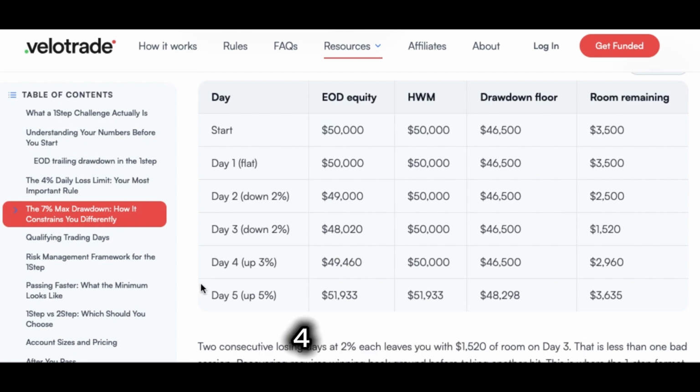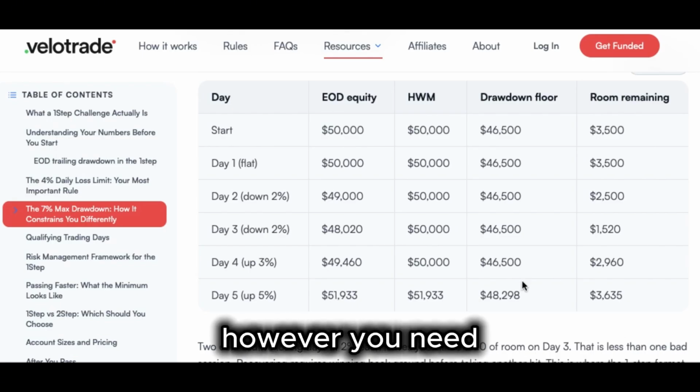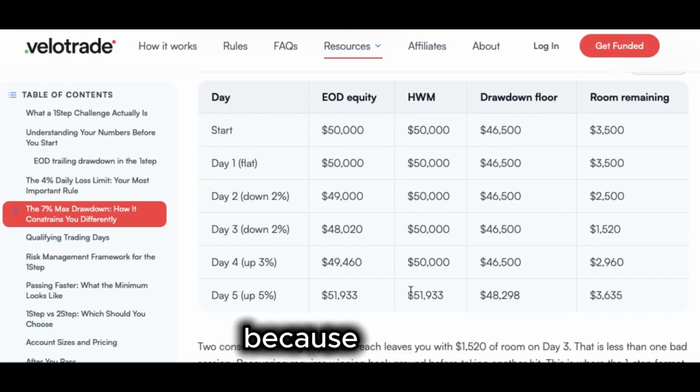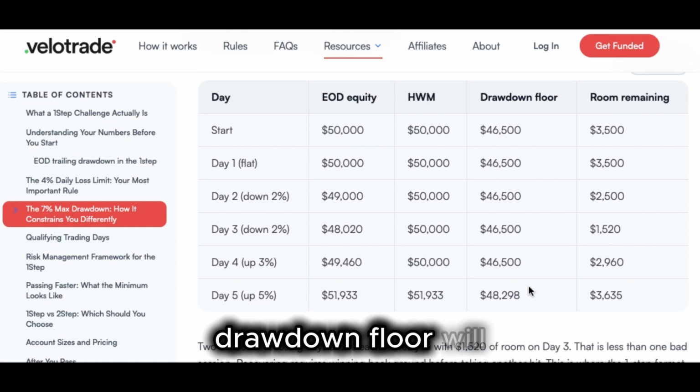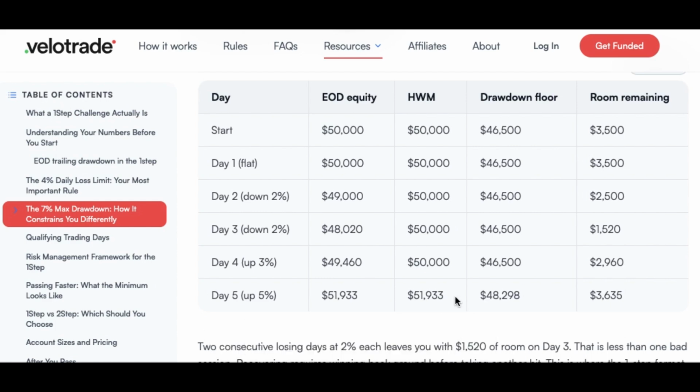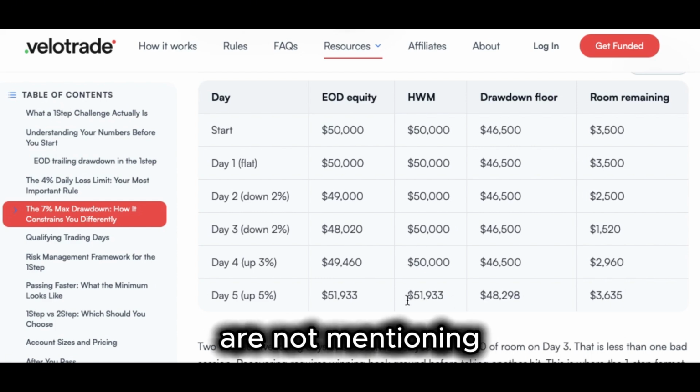So on day 4 or day 5, if you score better days, for example up 3% or up 5%, you are able to come back to a positive equity in your account. And that's how your risk management strategy helps you come back on track without hitting the maximum loss and kicking you out of the challenge. However, you need to pay attention to the drawdown floor, because as you start to go up in equity, your drawdown floor will go up. That's the AOD trailing that we are not mentioning in this video. We will talk about that in more detail in another video.